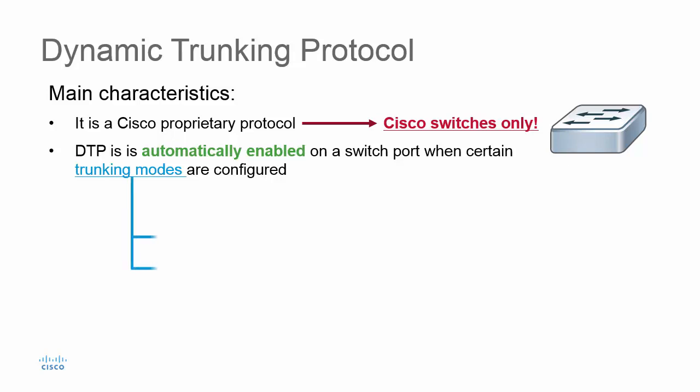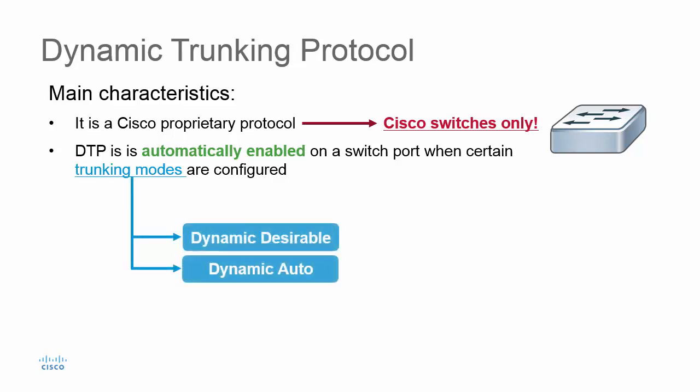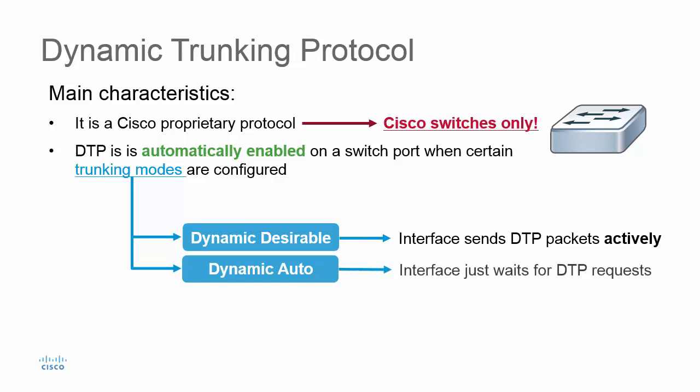You have two modes in which DTP is enabled on the interface. One is Dynamic Desirable and the other is Dynamic Auto. So what's the difference between the two? Well, in the Dynamic Desirable mode, an interface sends DTP packets actively, trying to establish the trunk if possible. In the Dynamic Auto mode, an interface just waits for DTP requests that are being sent.